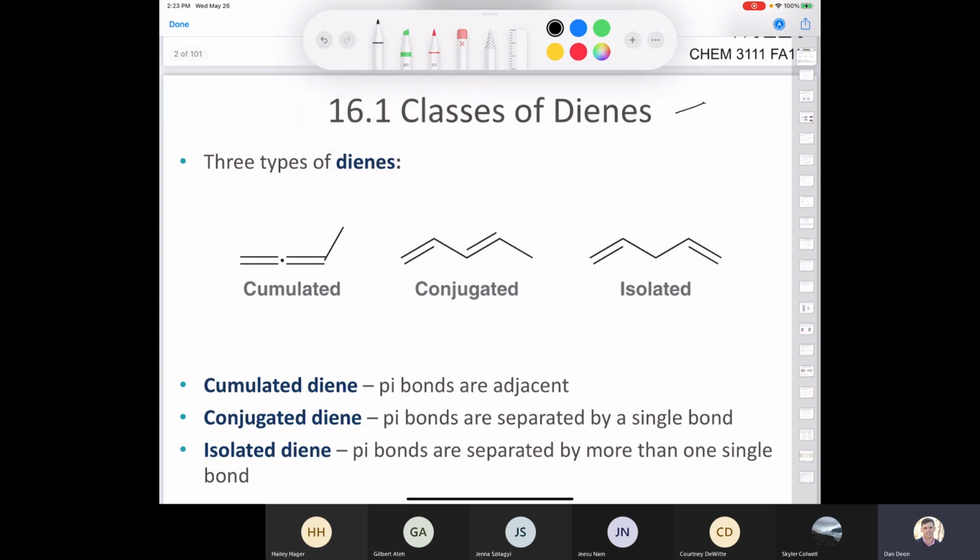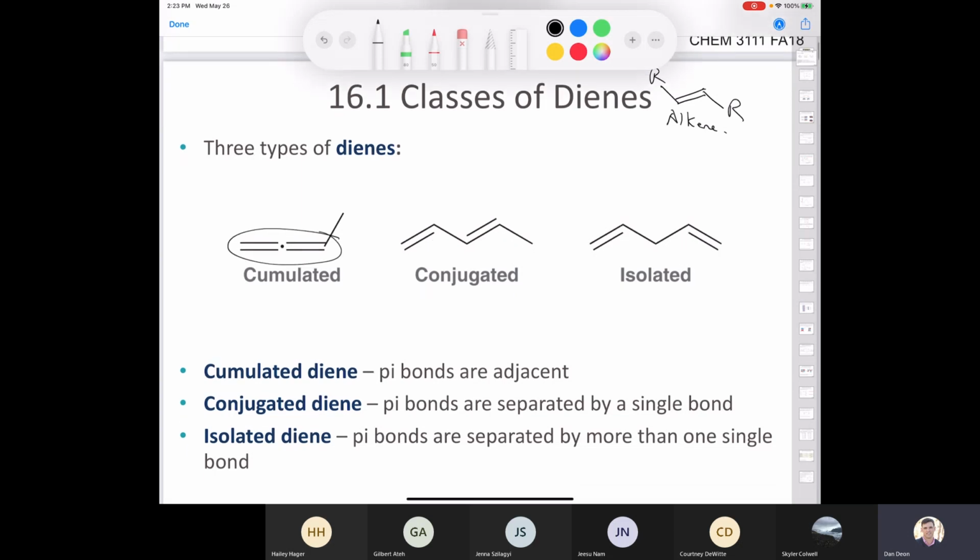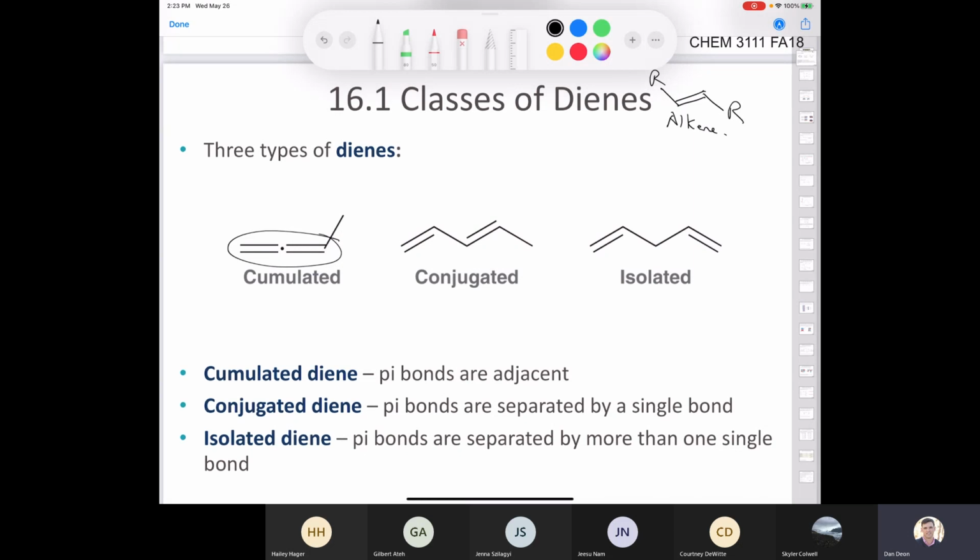So if you have just a double bond like this, we call that a straight ahead alkene. But when we have two double bonds in a molecule, we call that a diene. We can have a diene when the pi bonds are adjacent to one another. We call that accumulated diene. When they're conjugated, what that means is that you have double bond, single bond, double bond, single bond. So they alternate back and forth.